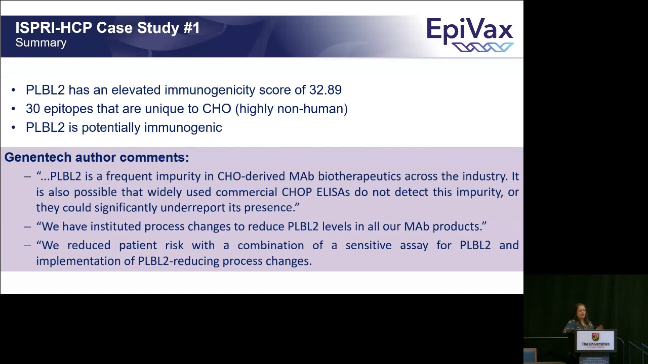It followed the same concept, looking at the sequence and its ability to bind the pockets, but it was looking at similarity to the mammalian genome, especially the Chinese hamster ovary genome. And as you notice, the PLBL2 antibodies were in 90% of subjects.